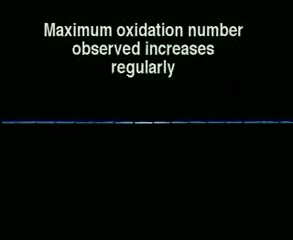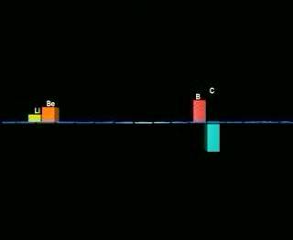As we move from left to right across a given row, the maximum oxidation number observed increases regularly to +7 at manganese. From lithium to boron, the commonly observed oxidation number increases from +1 to +3. Carbon can have more than one oxidation number. For example, -4 in a covalent compound such as methane, CH4, +2 in a compound such as carbon monoxide, or +4 in a compound such as carbon dioxide.